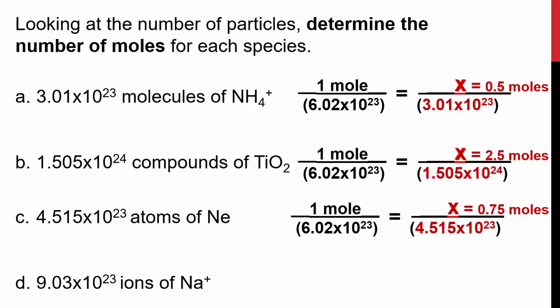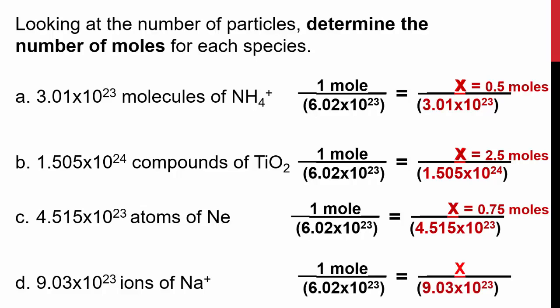And again, if you look at these on the number lines that we just said in the slides before, they should all make sense. And for the last problem, you have 9.03 times 10 to the 23rd, a number bigger than Avogadro's number. Now we have these ions of sodium. And again, the standard is 1 mole over Avogadro's number is equal to some unknown amount over 9.03 times 10 to the 23rd. You cross multiply and divide, and x should come out to be 1.5 moles.